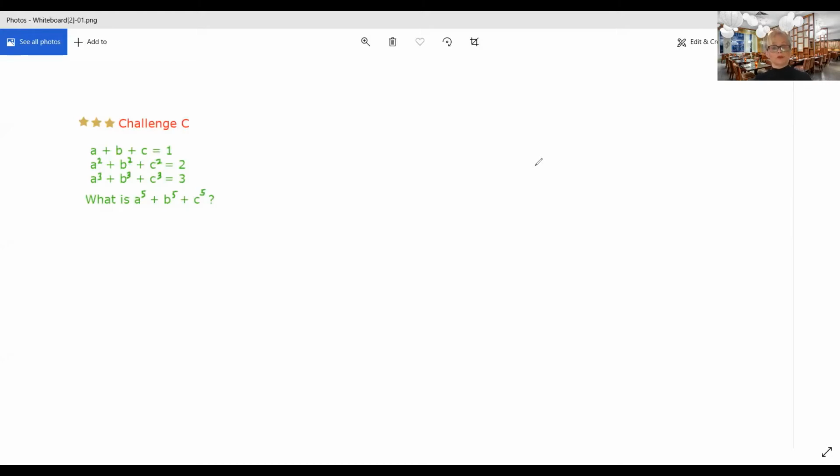We're given these 3 equations. We're told that a plus b plus c is 1, a squared plus b squared plus c squared is 2, and a cubed plus b cubed plus c cubed is 3. And we're asked to find the value of a to the 5th plus b to the 5th plus c to the 5th. It's not 5, by the way. It's not like one of those pattern questions where you just follow the pattern. It's not going to be 5. It's going to be a lot more complicated working out than that.